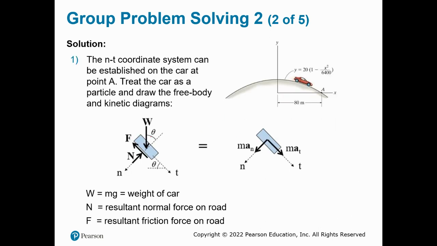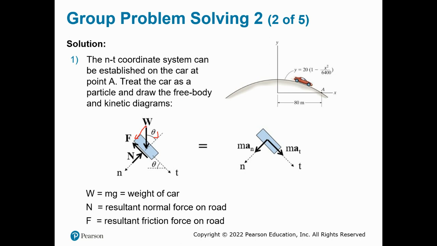At point A, you have the weight coming down. Friction will be along the path, but in the direction opposite to your motion. The normal force will always be perpendicular to the surface. And then in your kinetic diagram, you have m a_n and m a_t. We're going to write our equations again. We're going to break the weight into the normal direction and the tangent direction.